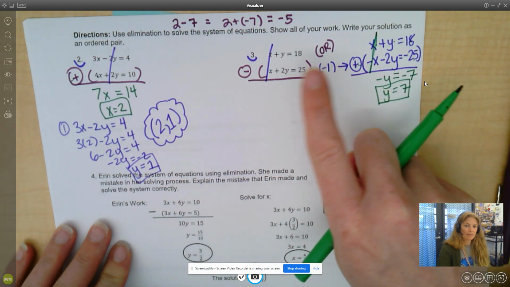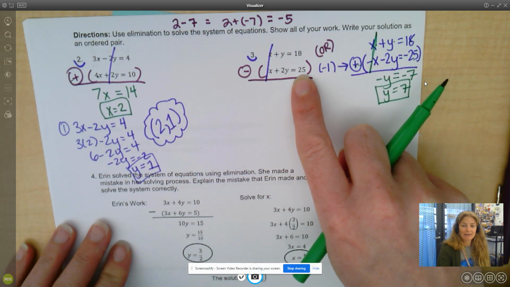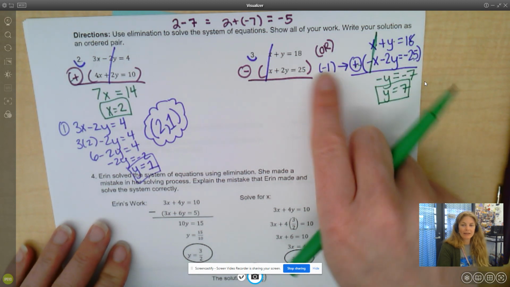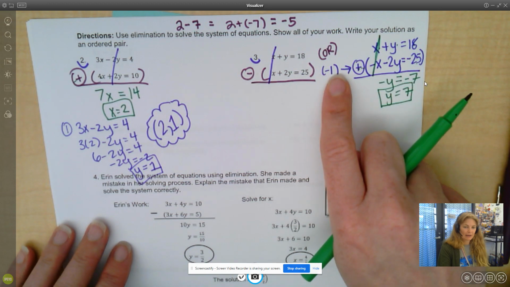The reason we can multiply both sides of this equation by negative 1 is because of the multiplicative equality property, meaning if we have two sides of an equation, you multiply by the same amount on both sides, the equation still holds true. So we're just manipulating this.